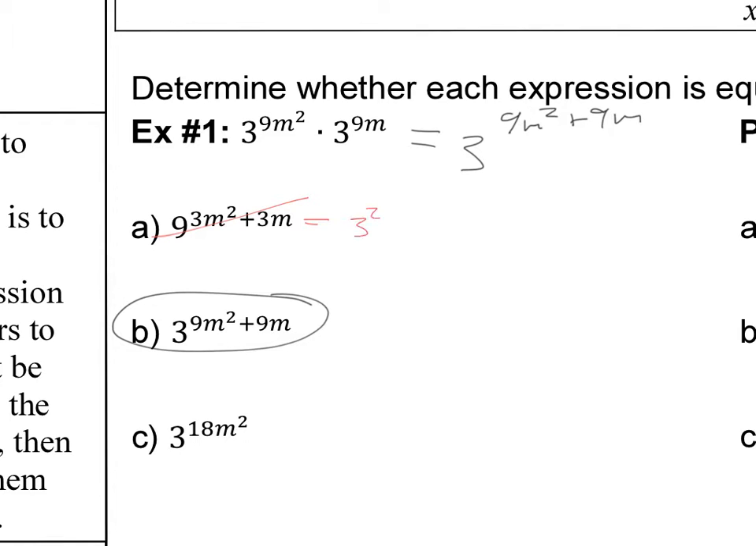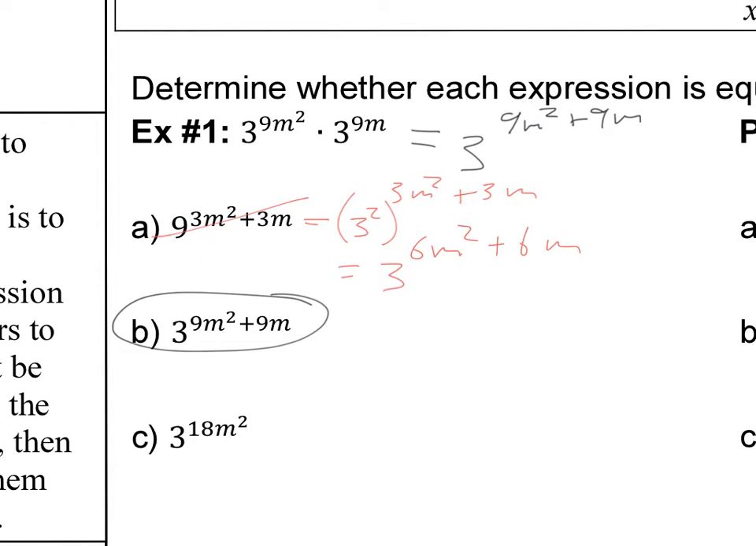Couldn't I make this 3 squared to the 3m squared plus 3m? And if I did that, this is an exponent to an exponent, so I can multiply. If I distribute that 2 across, this would be 3 to the 6m squared plus 6m. And that's definitely different than what we have here. So that's why A doesn't work.